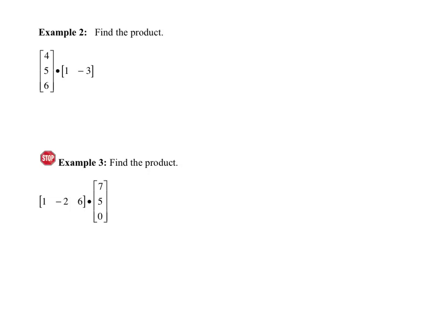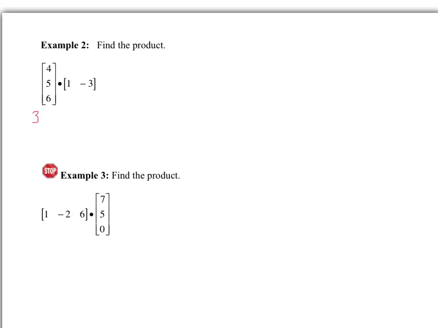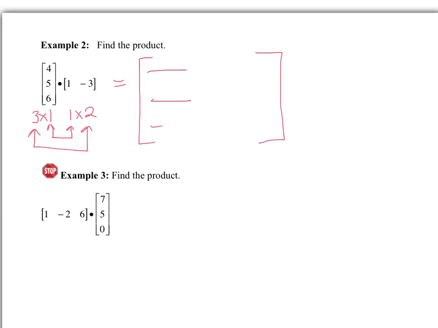My first matrix here is a 3 by 1, and the second one is a 1 by 2. So again, we look at these inside numbers. They are the same. So the outside numbers give me the dimensions of my product matrix. So my matrix is going to be 3 by 2. So it's going to have 1, 2, 3 rows, 1, 2 columns. So I'm going to fill in the second column.